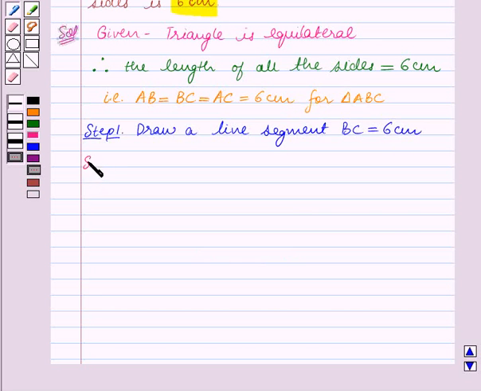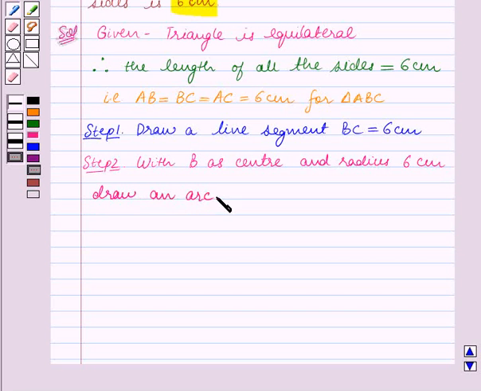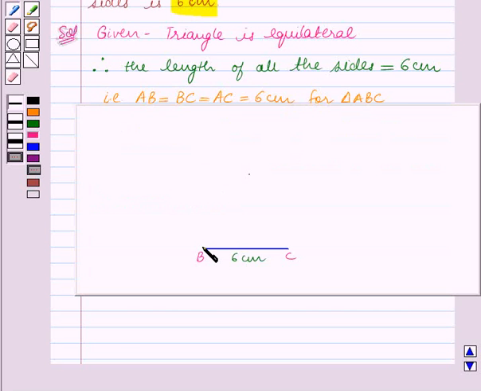Step 2 is with B as center and radius 6 centimeters, draw an arc. So with B as center and radius equal to 6 centimeters, we draw this arc.